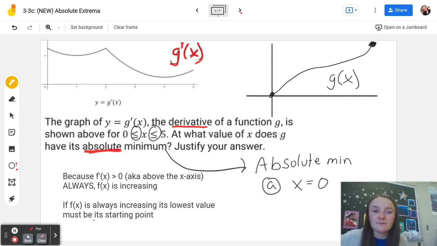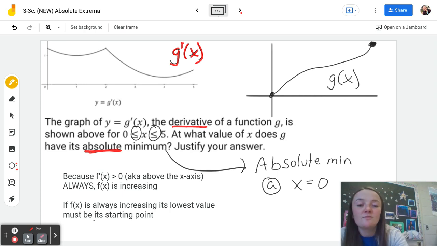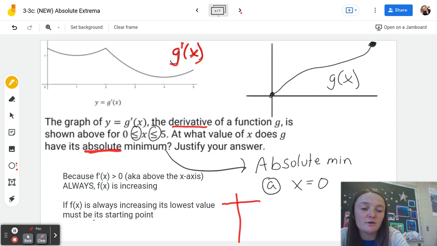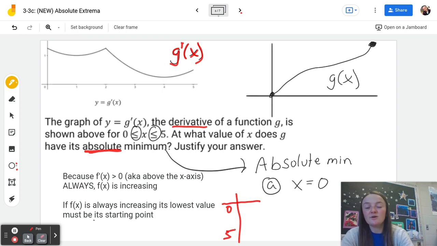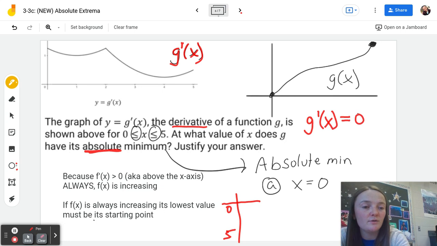Okay, to find an absolute minimum, I need to look for some key things. For absolute mins, I always need to check endpoints. Okay, so I'm going to make my table. The endpoints that I have are at x is equal to 0 and x is equal to 5. I also need to check critical values. So remember that critical values, once again, are where g prime of x is equal to 0. I'm going to write that just in case there's a possibility that I'll get points here. Okay, g prime of x is equal to 0.